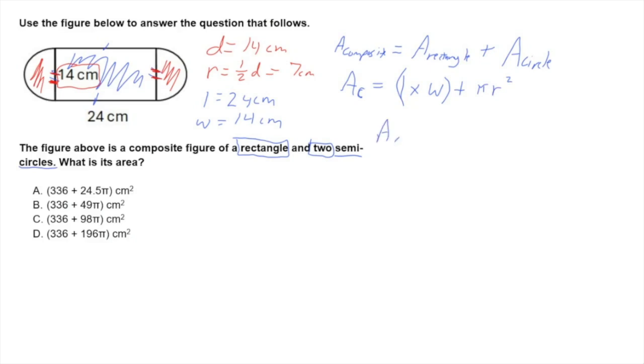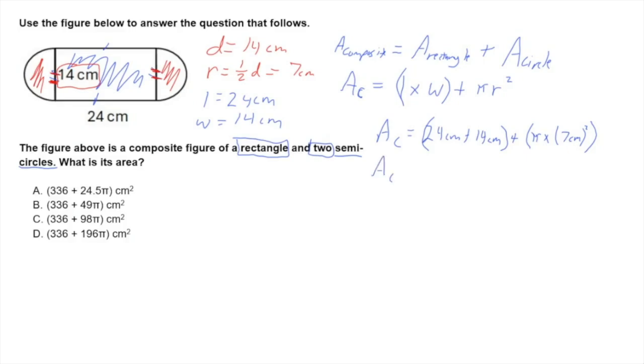So the area of our composite equals the length, which is 24 centimeters, times the width, which is 14 centimeters, plus pi times our radius, which is 7 centimeters squared. That's going to equal the area of our composite. Well, it looks like we've got a lot of information here. Let's just keep working through the problem.